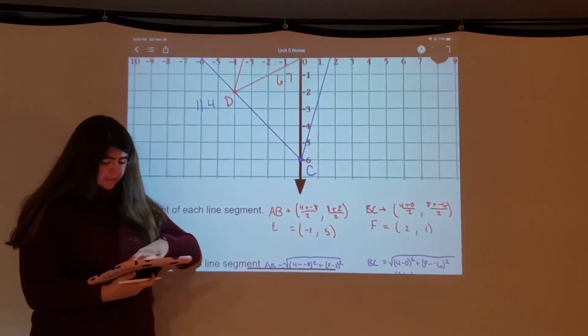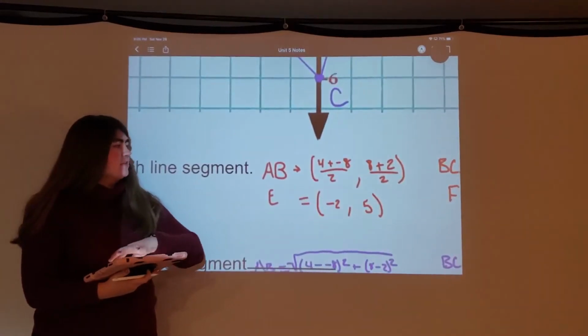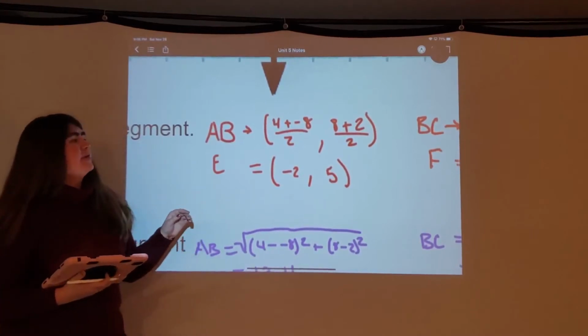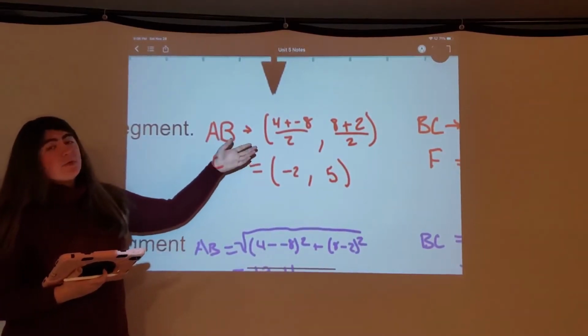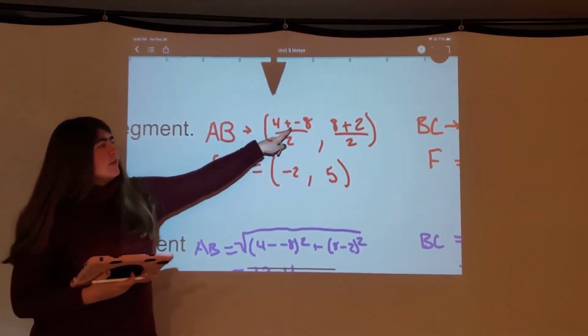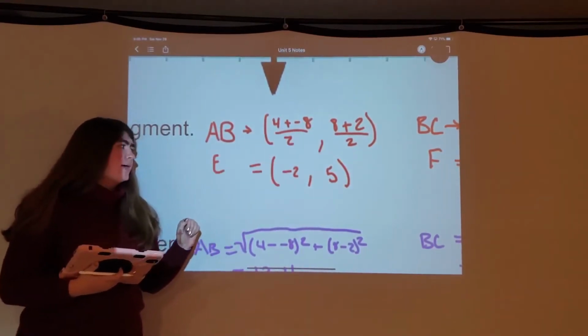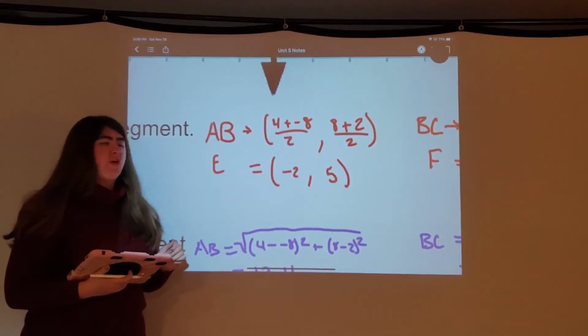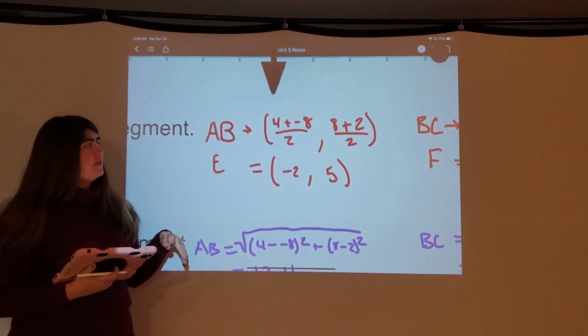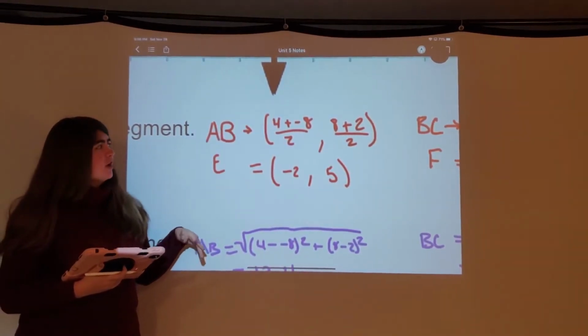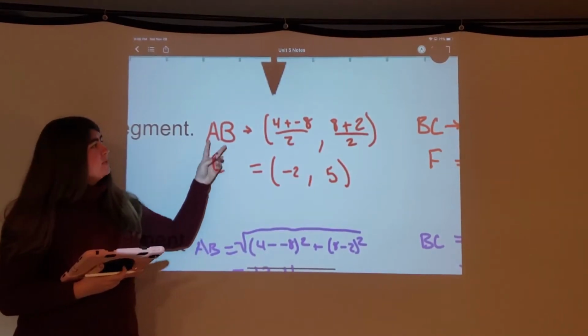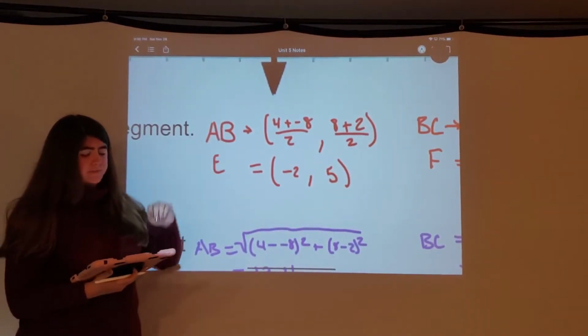So starting with finding the midpoints, we have this midpoint formula. The midpoint of AB is equal to x1 plus x2 divided by 2, comma y1 plus y2 divided by 2, and that gives us the point negative 2, 5, and we did that for all 3 points, where x's and y's are coming from the endpoints of our segments.